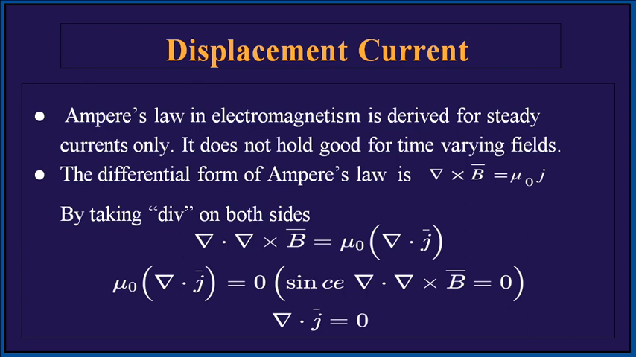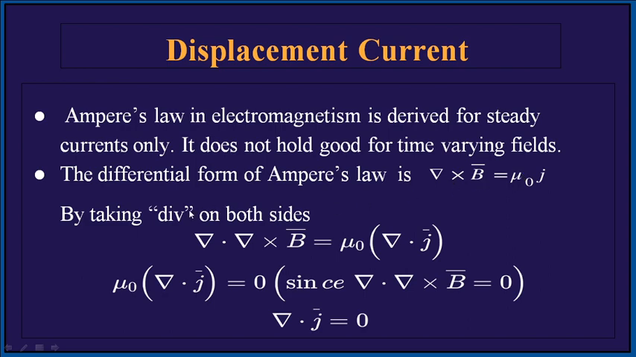And its differential form can be represented like this: del cross B bar equals mu naught J. Here J is called the current density, the amount of current flowing per unit cross section of a wire. Mu naught is the permeability of free space, and B is the magnetic field induction developed around the wire when current is flowing through it according to Ampere's law. Our aim is to discuss the displacement current, and we are in the process of understanding what the displacement current is by using Ampere's law. This is the differential form of Ampere's law.